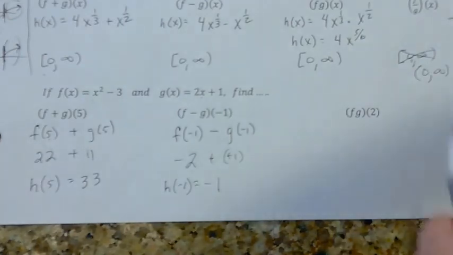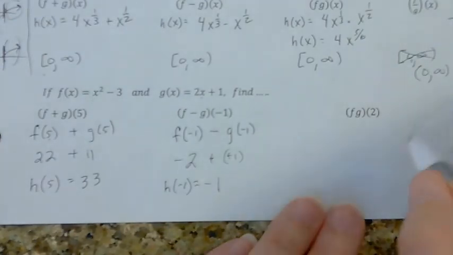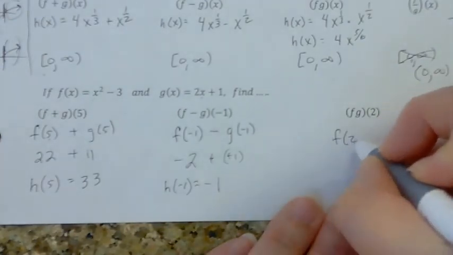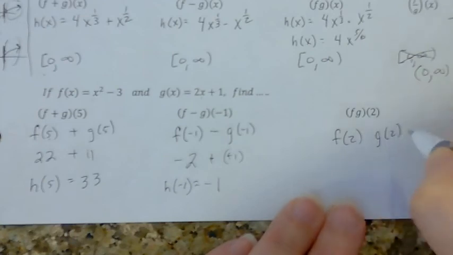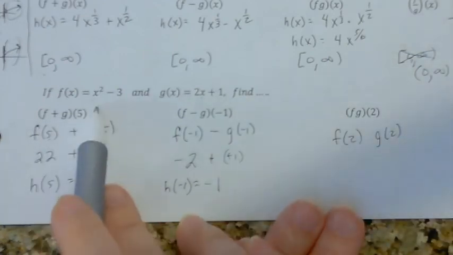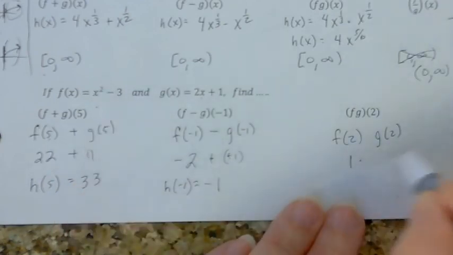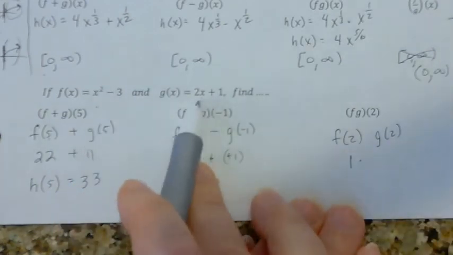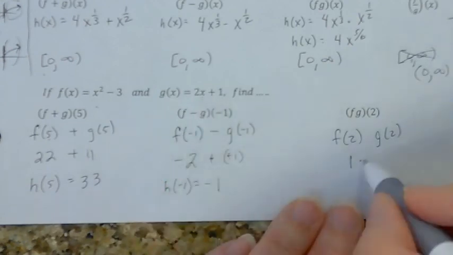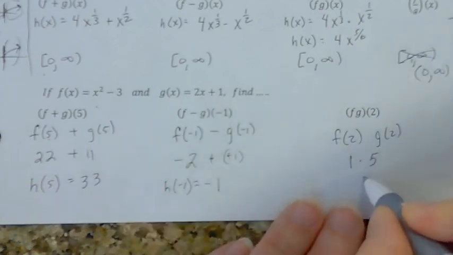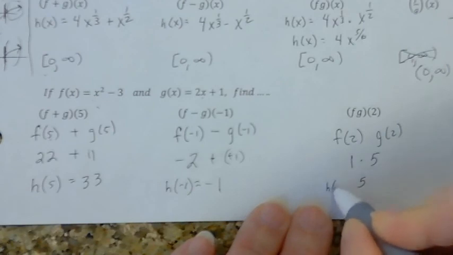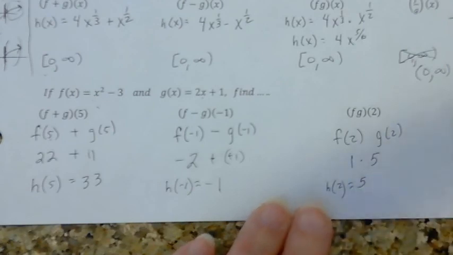Okay, last one. Let's find f times g of 2. So I'm going to find f of 2 and multiply by g of 2. So I'm going to put 2 into the f function, so that would be 4 minus 3, which is 1, times g at 2 would be 5, and 1 times 5 is 5. So the new function at 2 is 5.